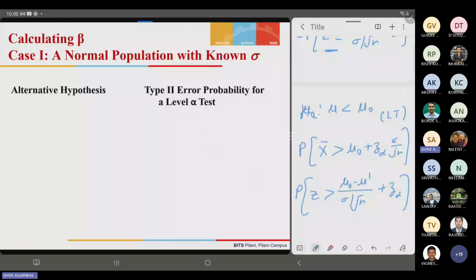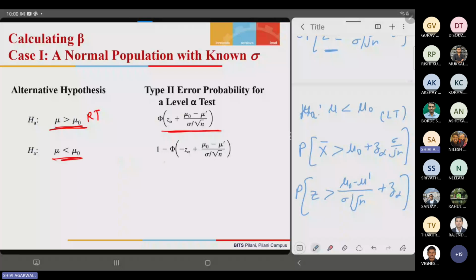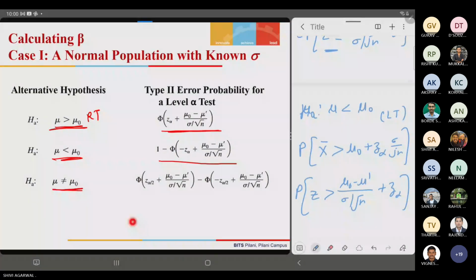So if HA is mu greater than mu naught, that is the right tail, and we are finding this. Phi, you know very well, is the CDF of the standard normal distribution. We have already used it. And if it is a left tail, it will become like this one. And if it is mu not equal to mu naught, it is the two tail, so the left tail point and the right tail point.